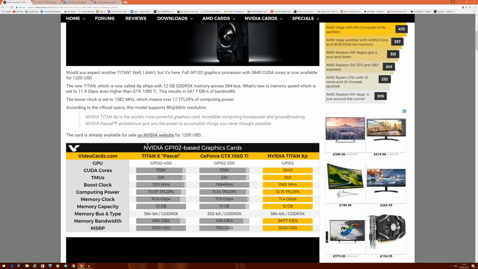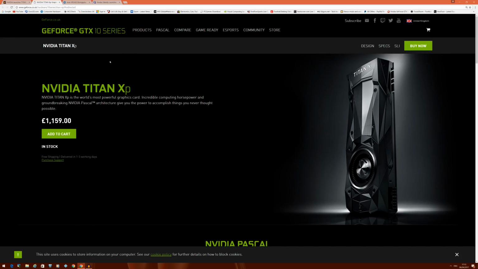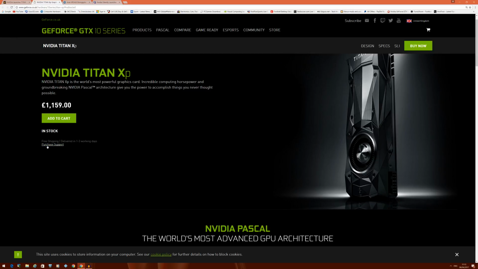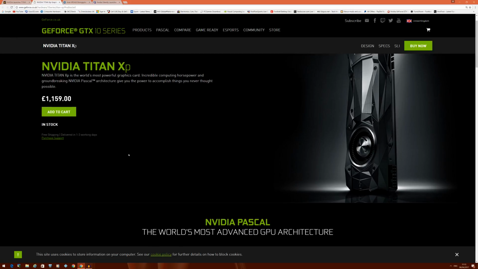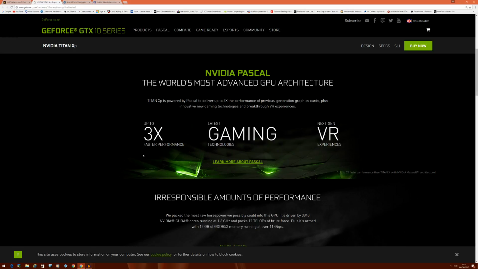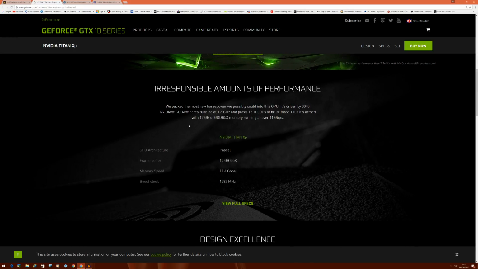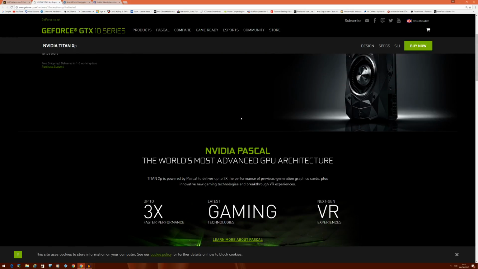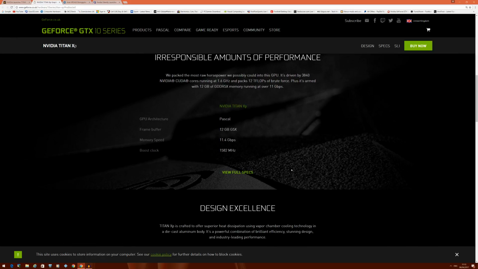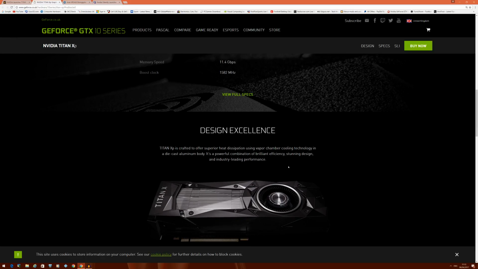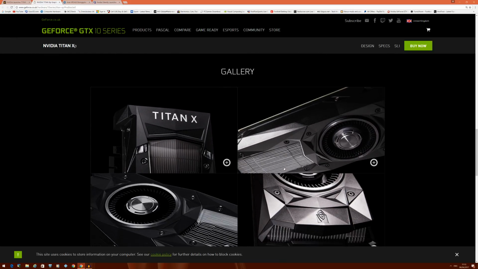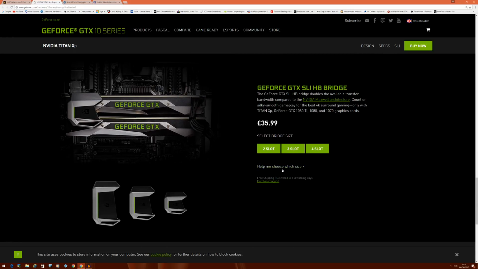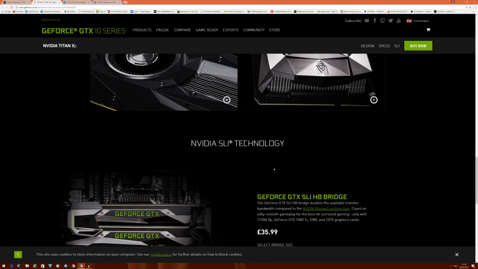So how much is this going to cost you in the UK? You're going to have to pay £1,159. It's in stock now, so if you have the means to acquire one, you can do so now. You don't have to wait until the end of the month or anything like that. So they're touting this as the world's most advanced GPU architecture. All the bells and whistles, design excellence, just the usual marketing from Nvidia. So they've gone ahead and given the Titan X a new lease of life. That's my take on it, really.